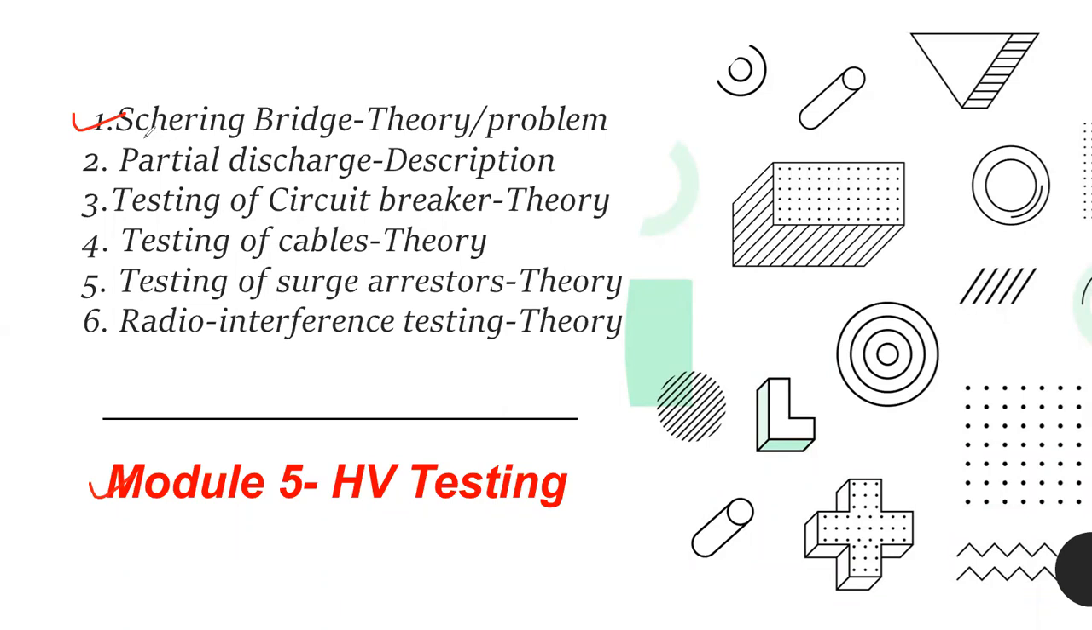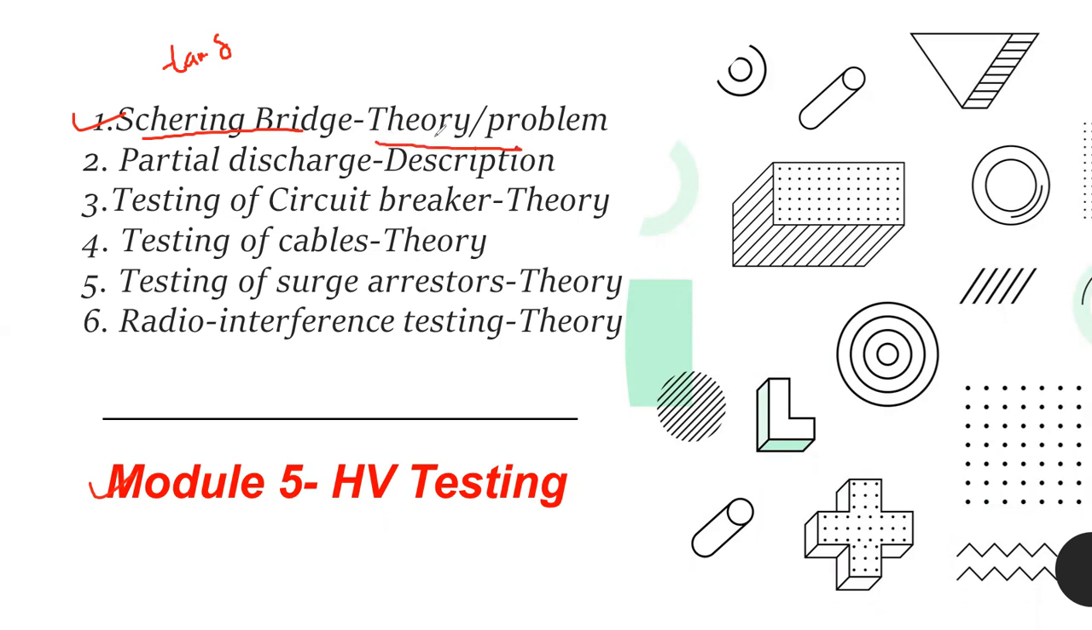Now I'll be discussing the important topics which you have to cover in module 5. First and foremost, a very important topic, Schering bridge. How do we measure dielectric loss? How do we measure dielectric loss using the Schering bridge? You should know how to balance the bridge. Anyway, you are studying the Wheatstone bridge now, so how to balance the bridge, you must have known.